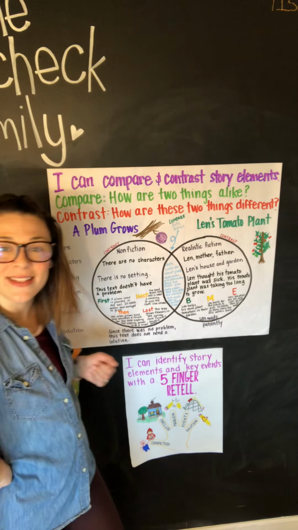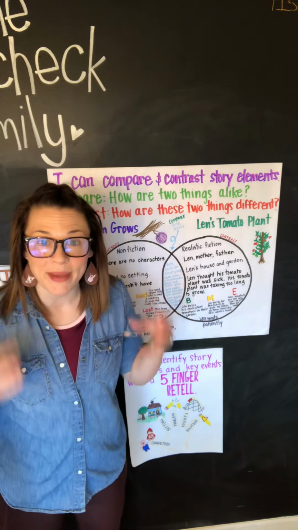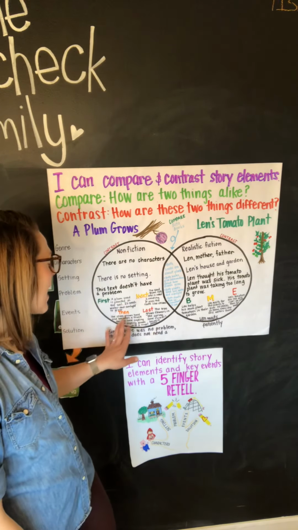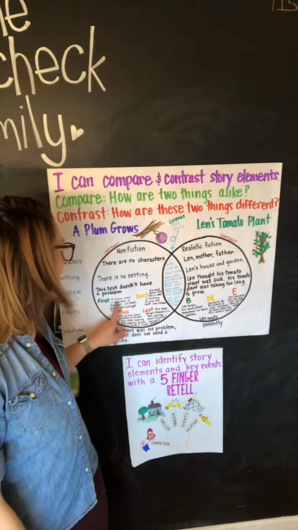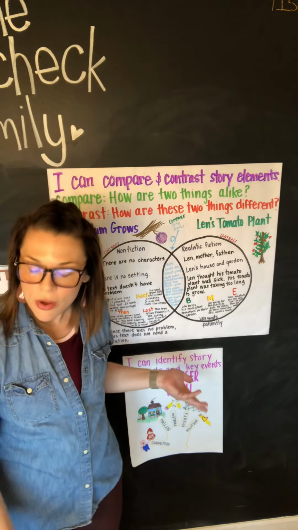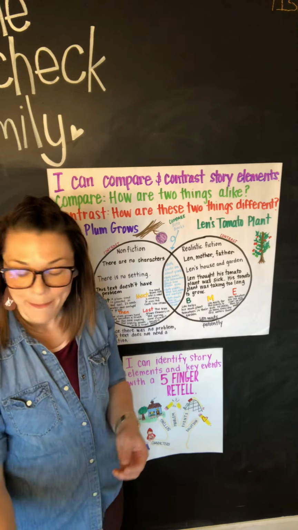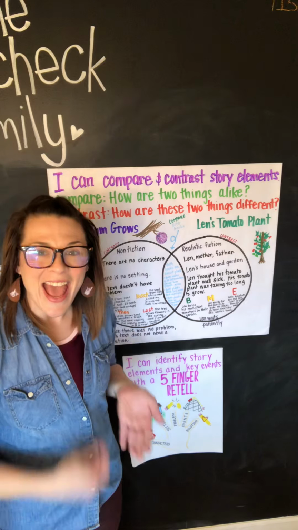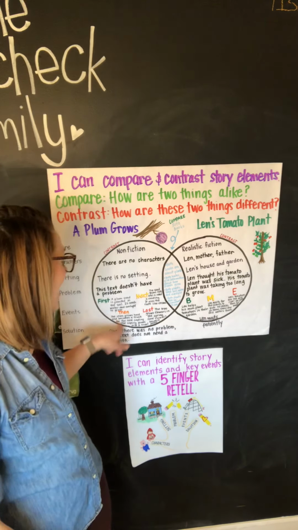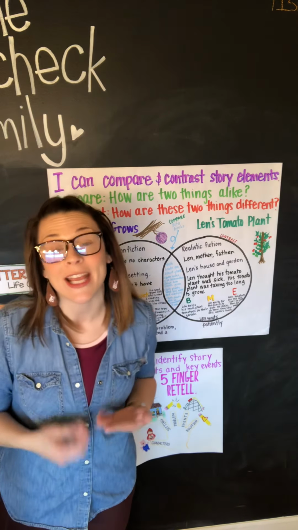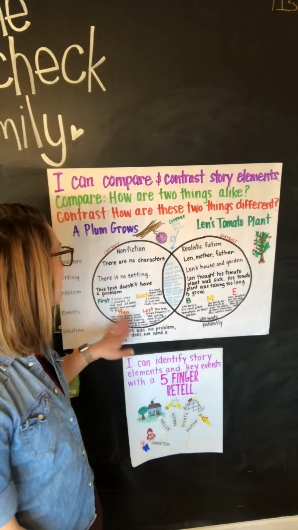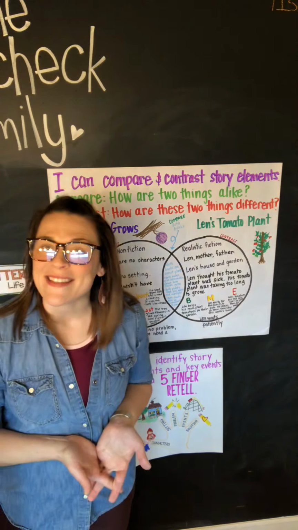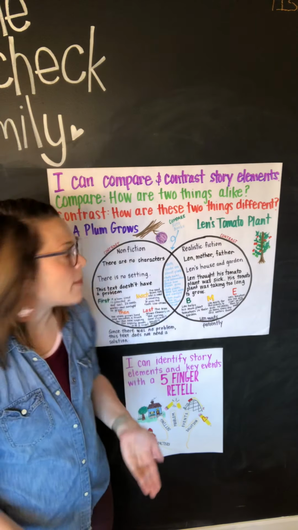How about the events? Now this is where we can compare and contrast the events in both books. So what I did here was I wrote first, next, then, and last. And I just talked about the way a plum grows. I talked about what happened in the book A Plum Grows. First, a seed is planted and a seedling forms. Then the stem grows hard and becomes a trunk, and that's called a sapling. And last, the tree flowers in the spring, and those flowers turn into plums.